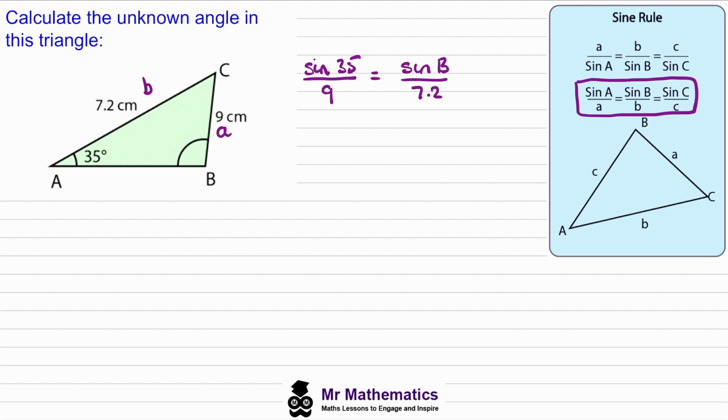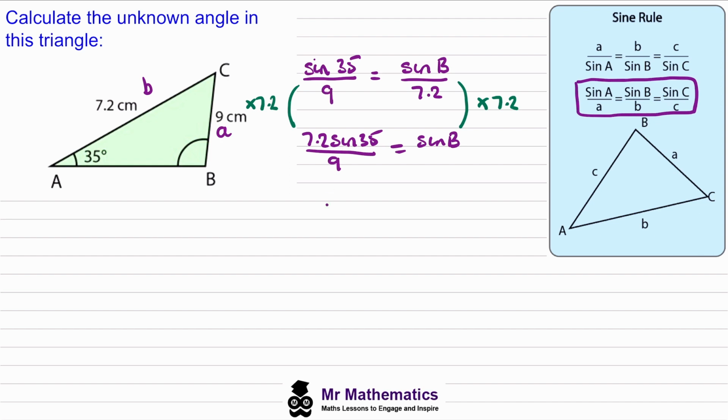Now to work out B, we need to move this denominator, this division of 7.2, to the left-hand side of the equation. So we'll multiply both sides by 7.2. Now we have 7.2 multiplied by the sine of 35 degrees over 9 centimeters will equal the sine of angle B. And we can work this out on our calculator.